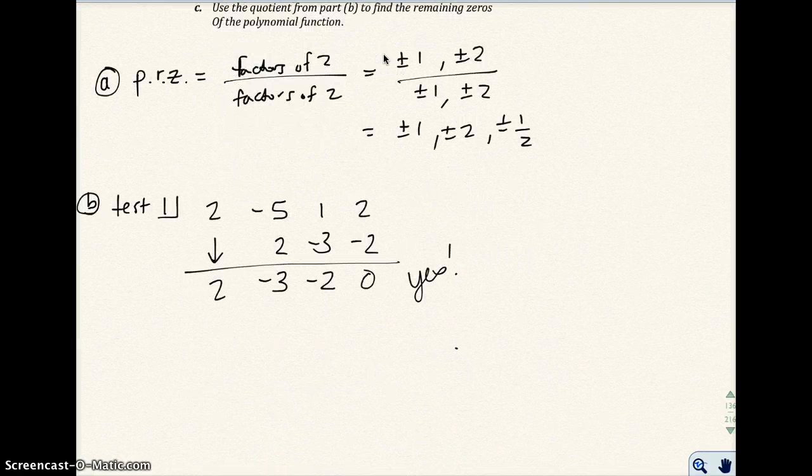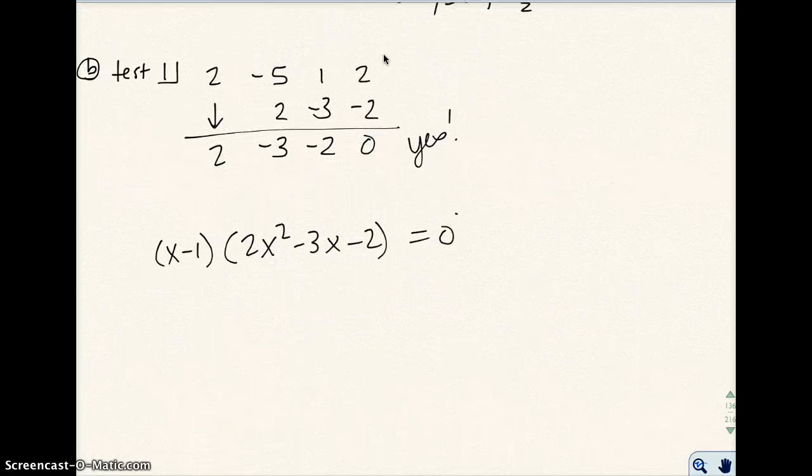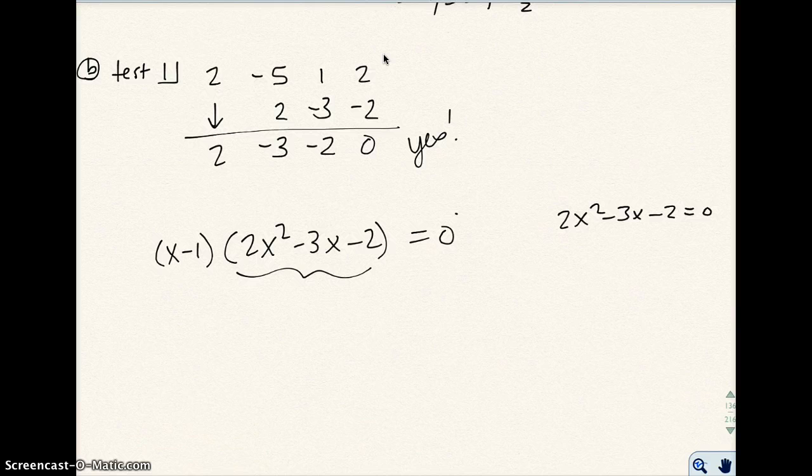That means it must have come from x minus 1, and the rest of my factor would be 2x squared minus 3x minus 2 equals 0. And then I'm going to go ahead and factor this. I'm going to use the AC method here. Actually, I don't even need to do this here, I'm just going to do my work off to the side.